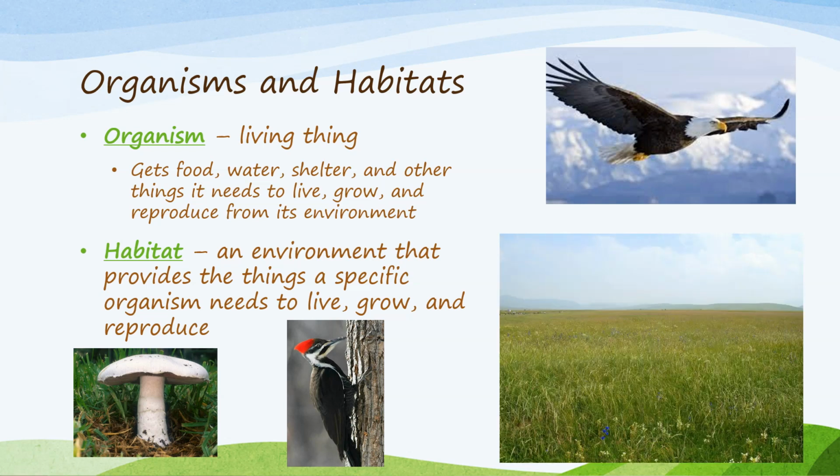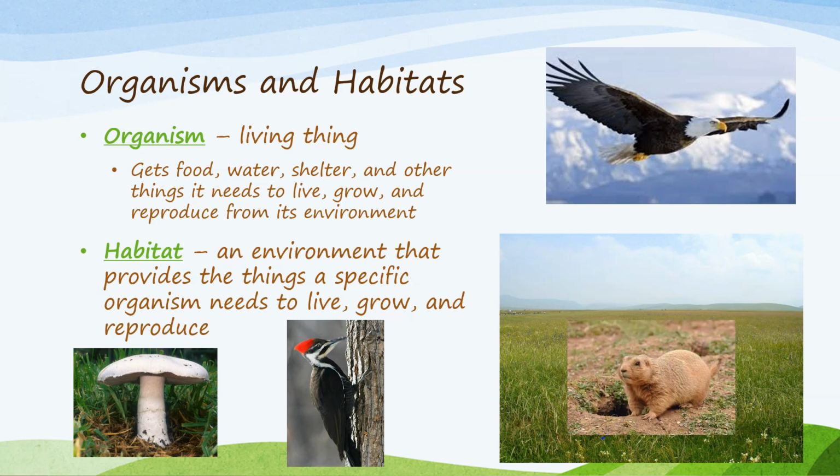Some organisms live on a prairie with its flat terrain, tall grasses, and low rainfall amounts. A prairie dog obtains the food and shelter it needs from a prairie habitat. It could not survive on the rocky ocean shore. Likewise, the prairie would not meet the needs of a sea star or a starfish.